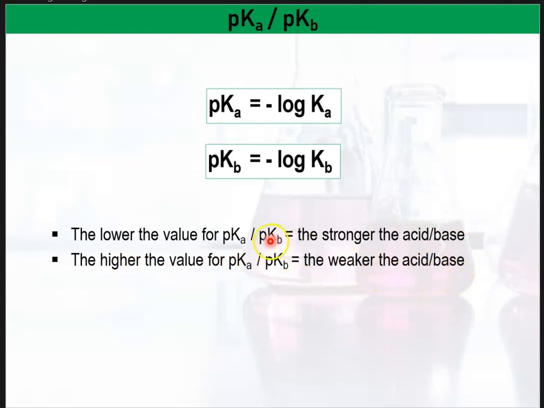This is good for you if you remember this concept. The lower the pKa or pKb, the stronger the acid. So just remember one, and the other goes to the opposite. Lower will become strong, higher will become weak. So just remember one.